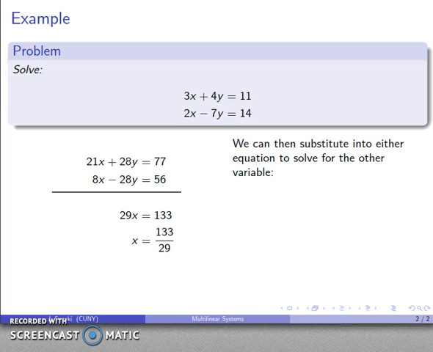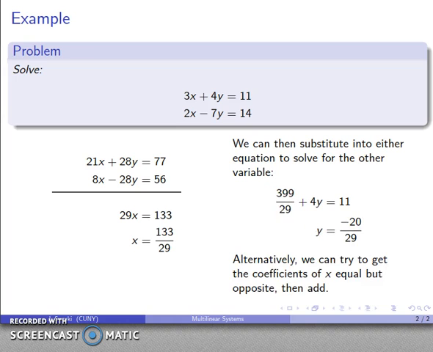And if I'm so keen on the substitution method, well, once I have one of the variables, I can substitute into the other equation, into either equation, really, to solve for the other variable. So I'll drop that in, I'll do some arithmetic of fractions, and I'll get a solution. And, well, I can do this, but it involves working a lot with fractions. So here's an alternative. If it worked before, it'll work again. I can try to get the coefficients of x equal but opposite, then add.